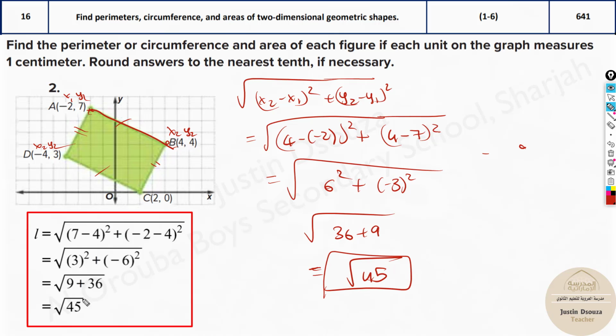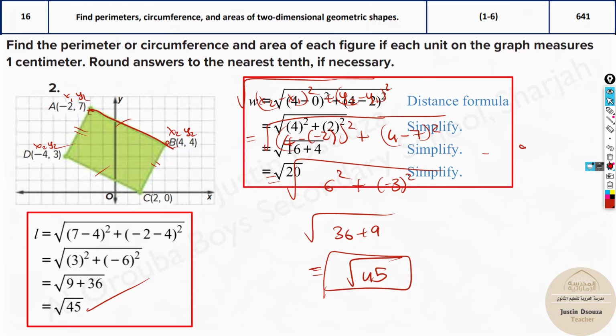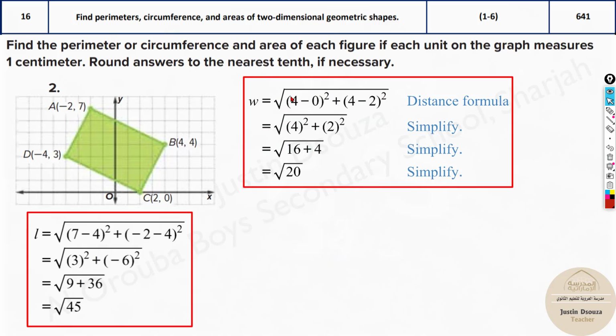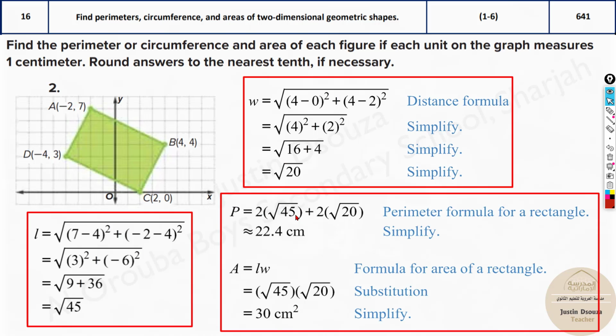Now let's look over here. It's the same answer. After this length, we can do the width. We can select any of these 2 sides and solve it. Here you can see it is 4 and 4. This is considered, and 0 and 2. These 2 points are considered, and the width is found. It's root 20. And then when you add the sums over here, remember the formula for the perimeter of a rectangle. It's basically to add all of this.